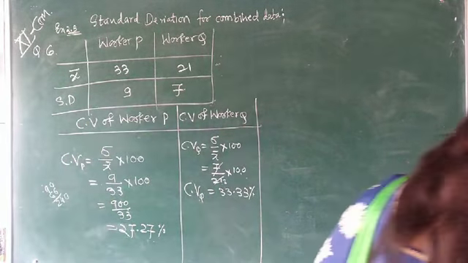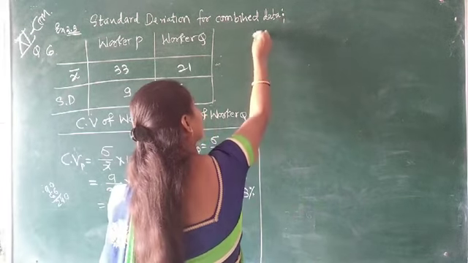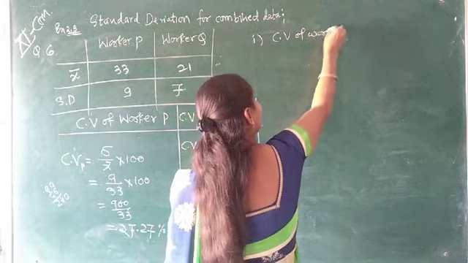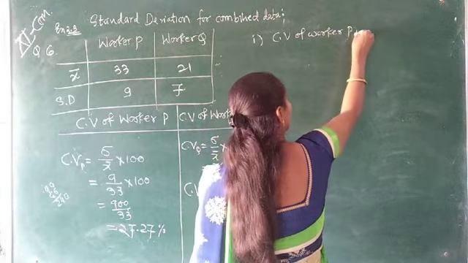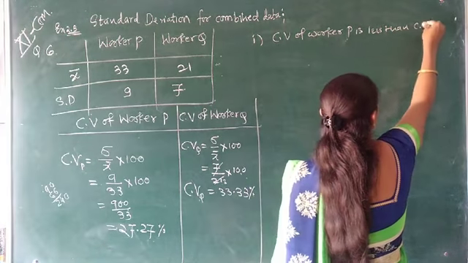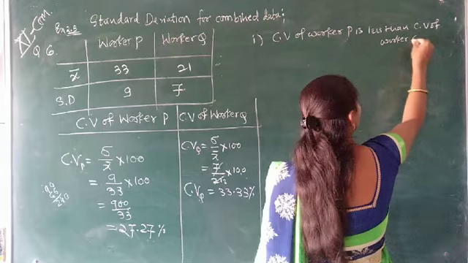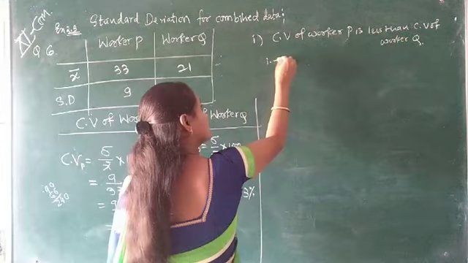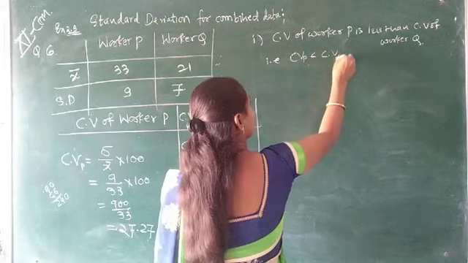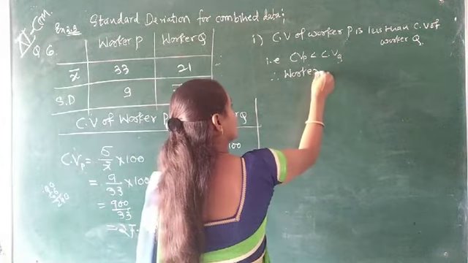So write the first answer. CV of worker P is less than CV of worker Q, that is, CVP is less than CVQ. Therefore, worker P is more consistent.